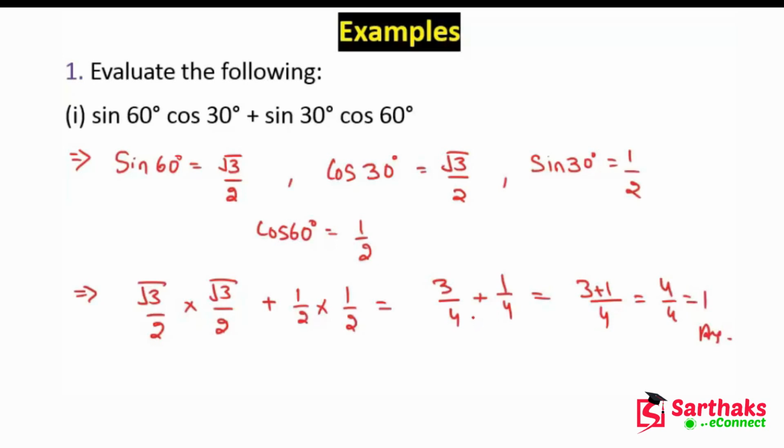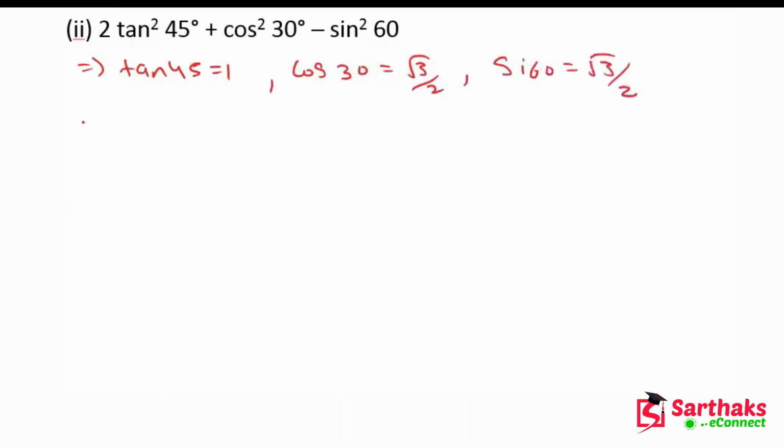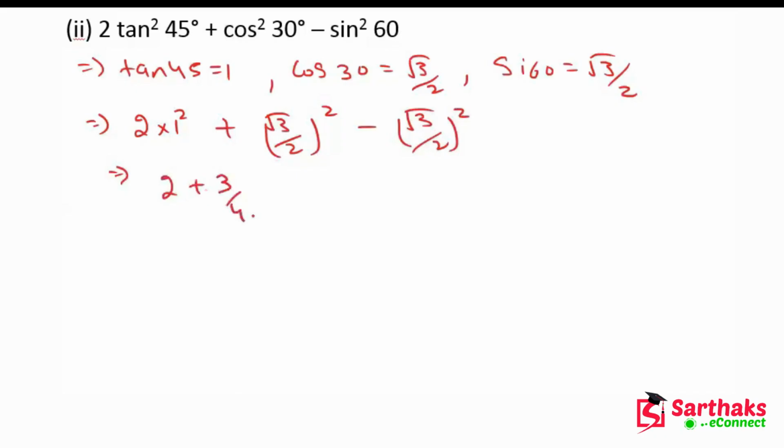Okay, so now let's move on to tan square 45 degree plus cos square 30 degree minus sin square 60 degree. We know that tan 45 is 1, cos 30 is root 3 by 2, sin 60 is root 3 by 2. Now putting the values in the equation, we get 2 into 1 square plus (root 3 by 2) whole square minus (root 3 upon 2) whole square. So we get 2 plus 3 by 4 minus 3 by 4. So this will be cancelled and we get 2 as the answer.